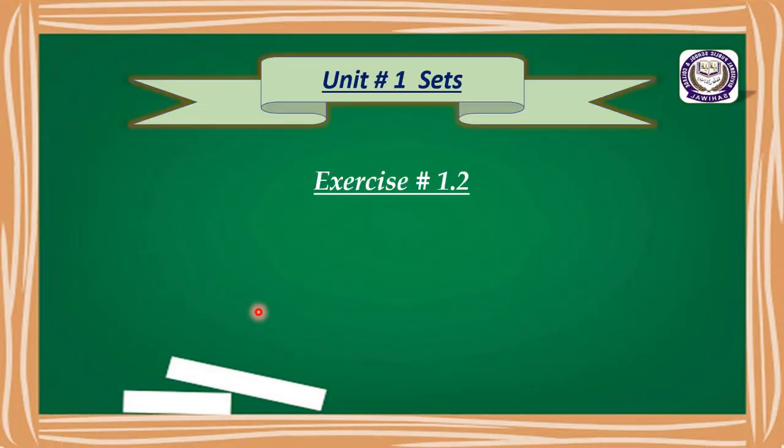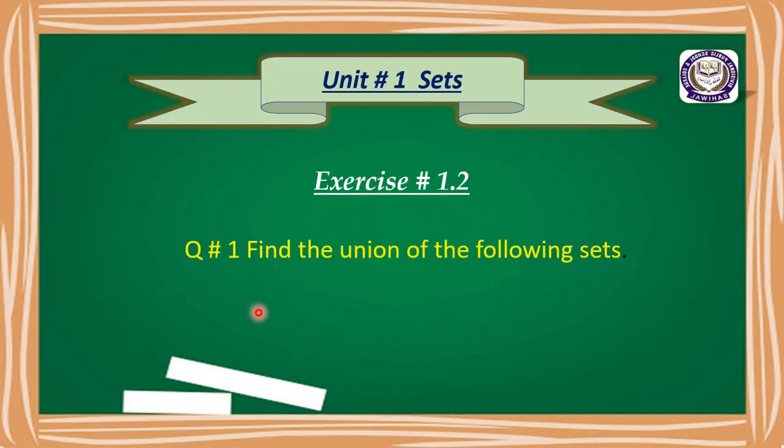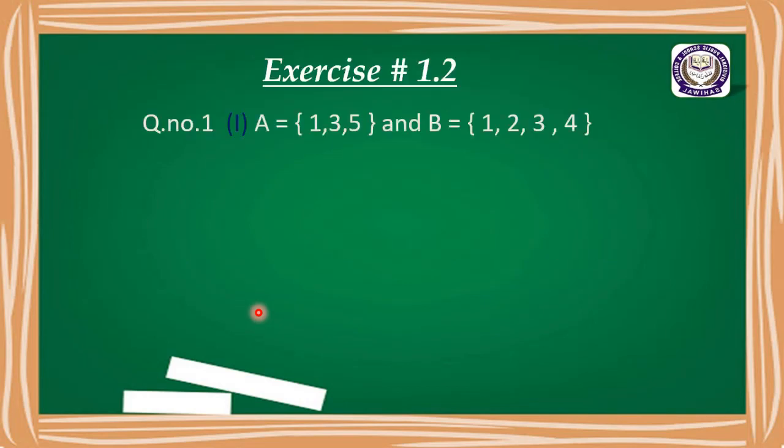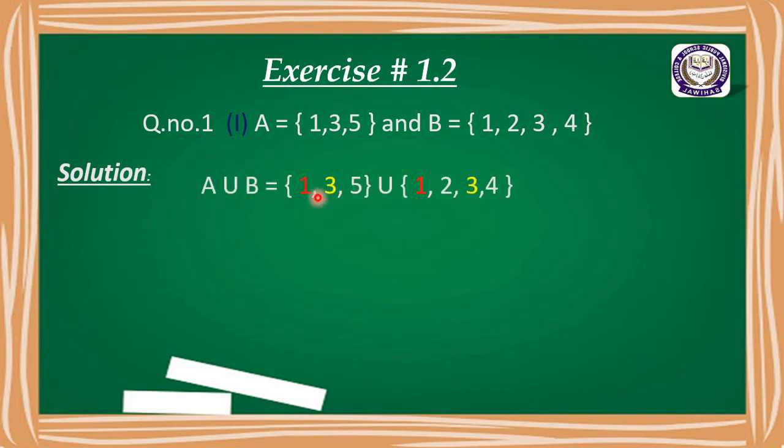Now students, in unit number 1, exercise number 1.2, we will find the union of the following sets. Question number 1, in first part, we will solve it. Here A is a set which consists of the elements 1, 3, 5 and B is a set which consists of the elements 1, 2, 3, 4 and we will have to find out the union of A union B. First we write down A union B.